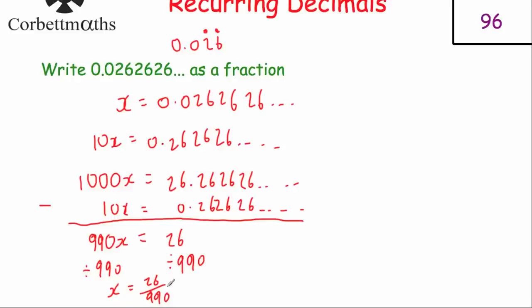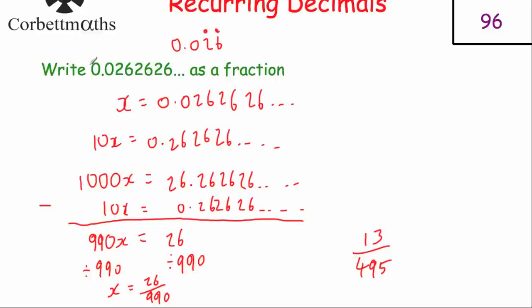So if we were asked to cancel this down, well, we can see, first of all, that both of these numbers are even. So we can divide both of them by 2. So that would give us, well, 26 divided by 2 is 13. And if we divided 990 by 2, we get 495. And then finally, 13 and 495 don't have any common factors apart from 1, so that means that's it. We've simplified it as far as we can.